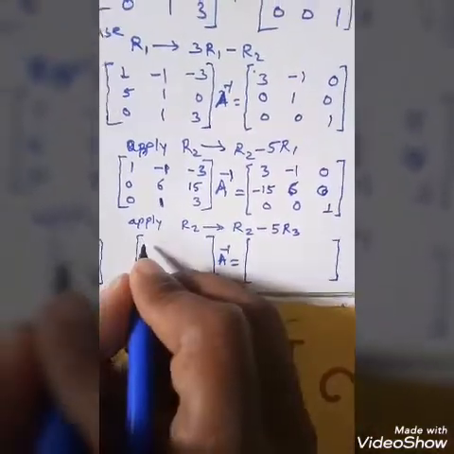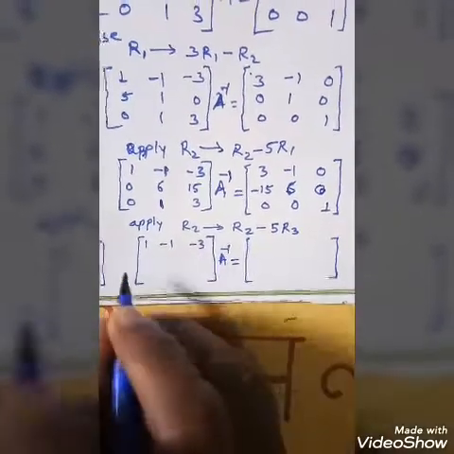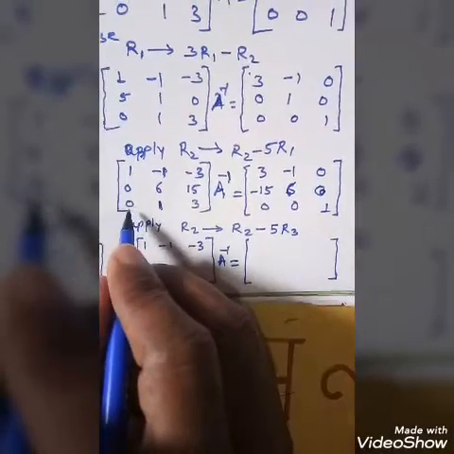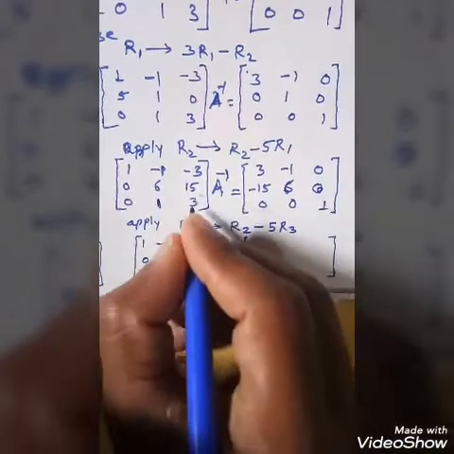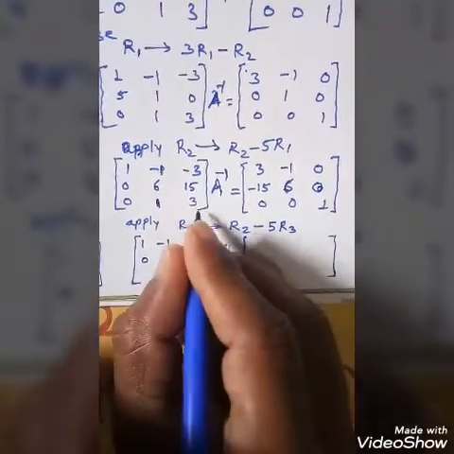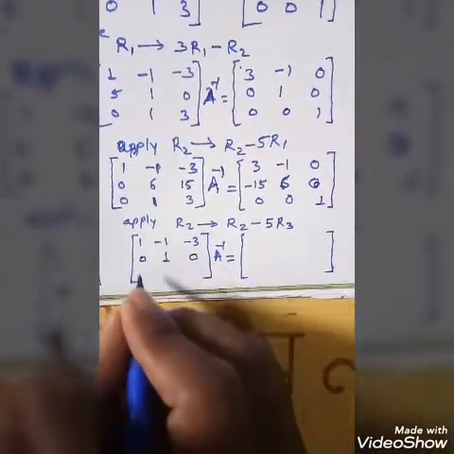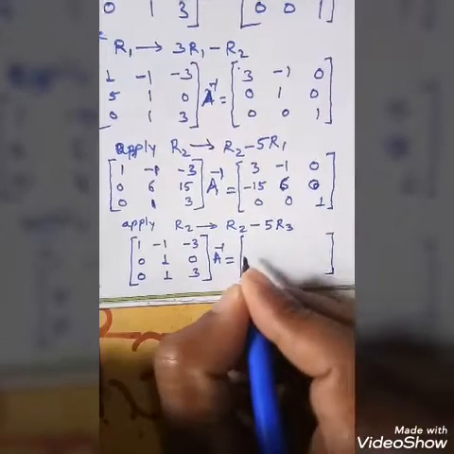See first row as it is 1 minus 1 minus 3. Second row operation R2 minus 5R3. 0 minus 0 0. 6 minus 5 1. 15 minus 15. 3 5s are 15. Okay. 15 minus 15 0. Again third row as it is.